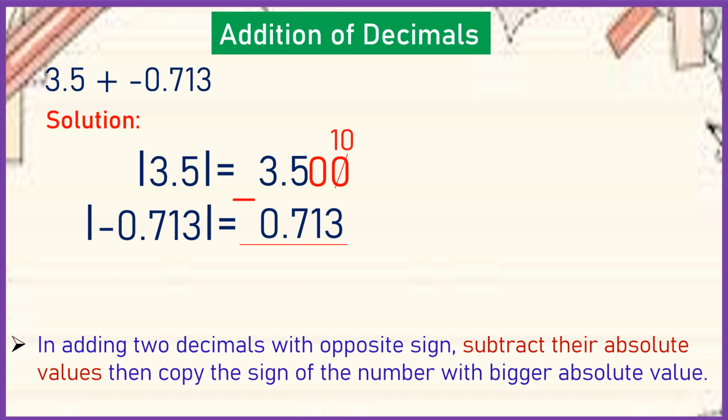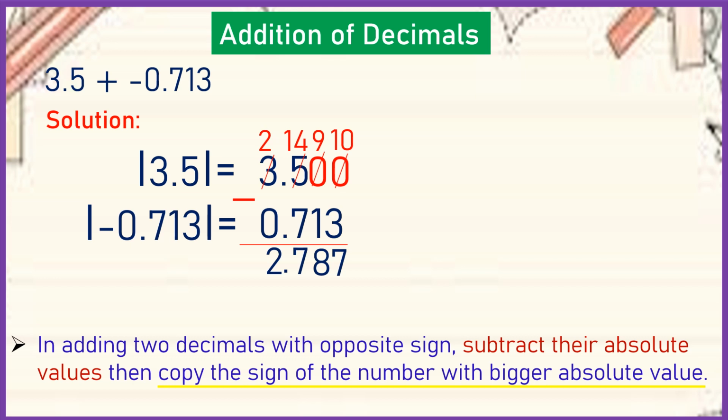So 0 minus 3 cannot be. Borrow 1 from 0, so 0 becomes 9. And then borrow 1 from 5, and 5 becomes 4. So 10 minus 3 is 7. 9 minus 1 is 8. And 4 minus 7 cannot be. Borrow 1 from 3, so 3 will become 2. So 4 will become 14, and 14 minus 7 is equal to 7. Then 2 minus 0 is 2.